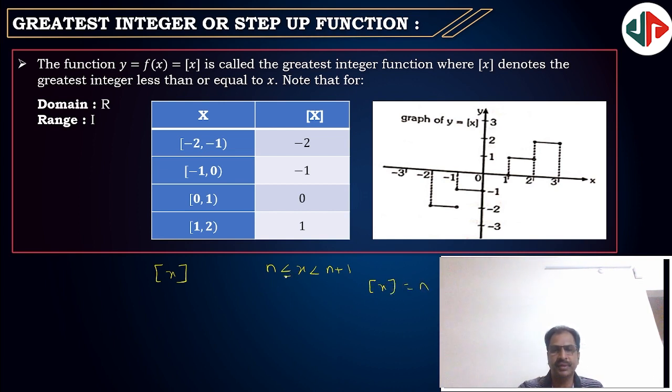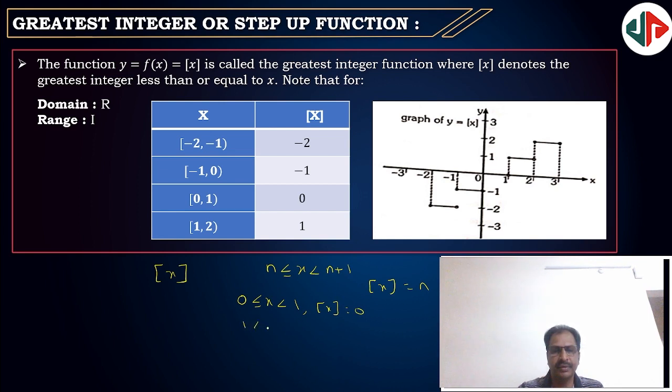If x lies between n and n plus 1, including n and excluding n plus 1, where n is an integer, then step x is defined as n. Which means, suppose n is 0, then n plus 1 is 1. Then what is step x as per the definition? 0.